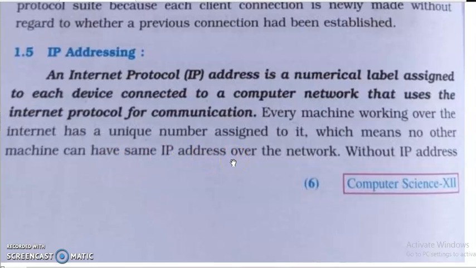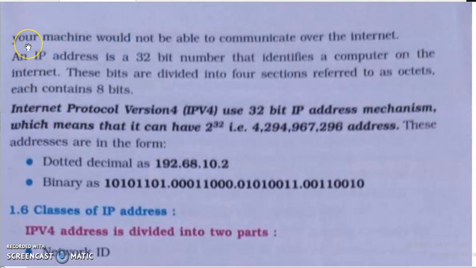So just like our postal addresses, when we get mail from the sender, data in a network also follows the same protocol. For this, we need to have a unique address for each and every computer so that the data of one computer should not be delivered to another. So the addressing of each computer is taken care of by IP addressing. So without an IP address, our machine would not be able to communicate over the internet.